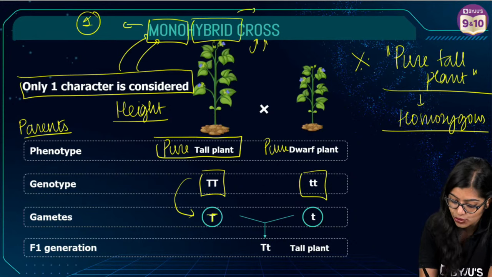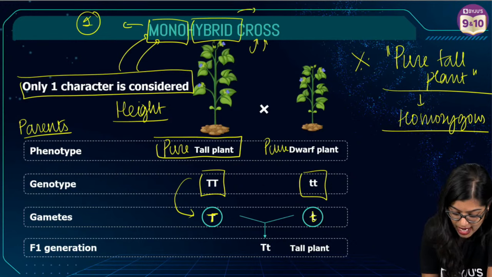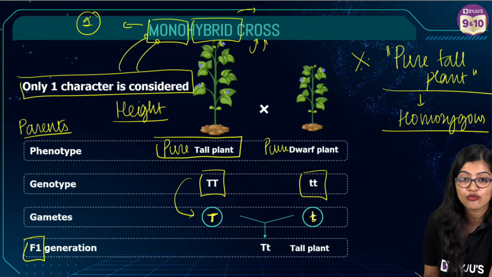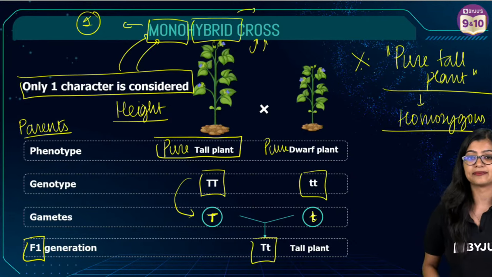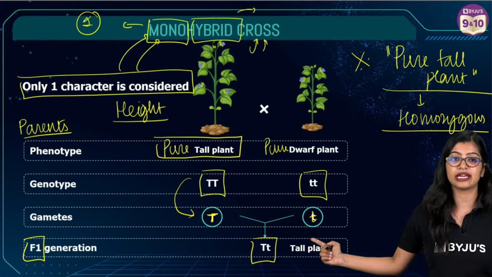So in this case, you take T, T like this. We see that from the parent generation, in the first generation of offspring, we get something like this. Now, what condition is this? Can you tell me? What condition is this?